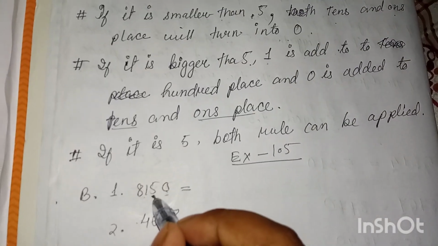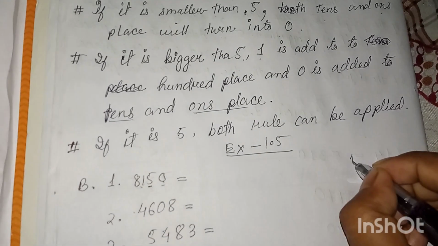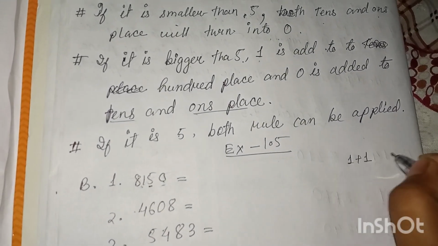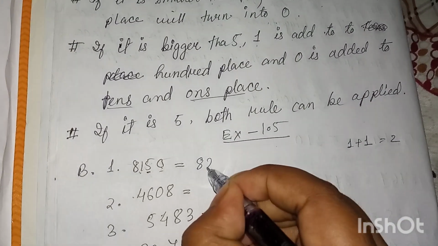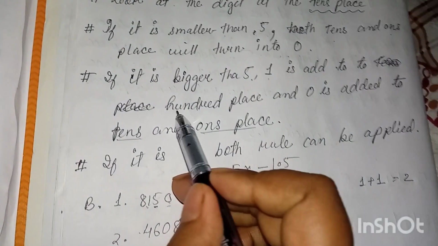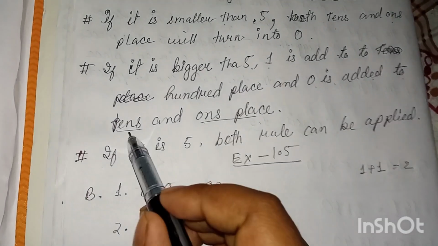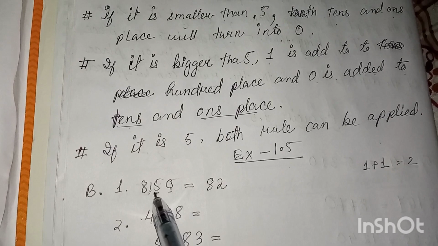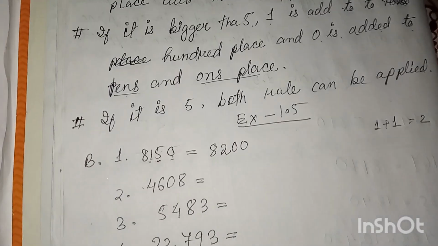So ones, tens, 100. In the 100 place we have 1. So 1 will be added to 1 and it will become 2, right? 8, 2, and 0 is added to the tens and ones places. So this is ones and this is tens. So in ones and tens, 0 will be added.